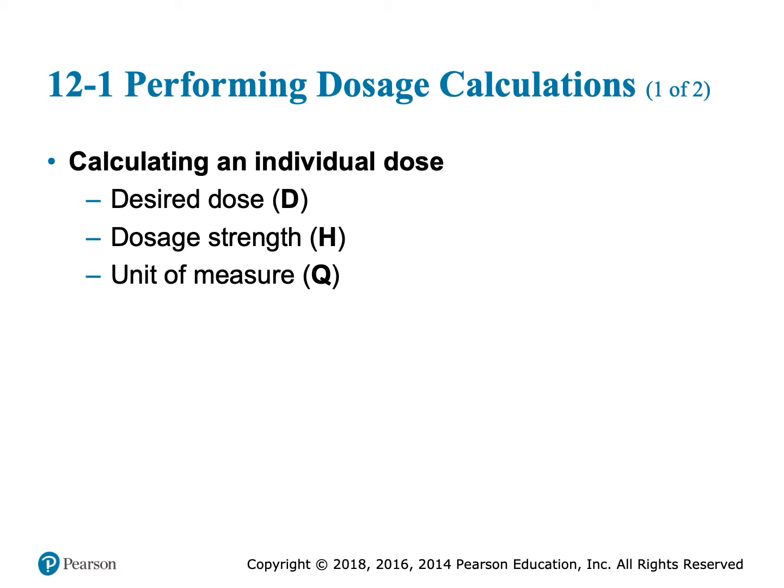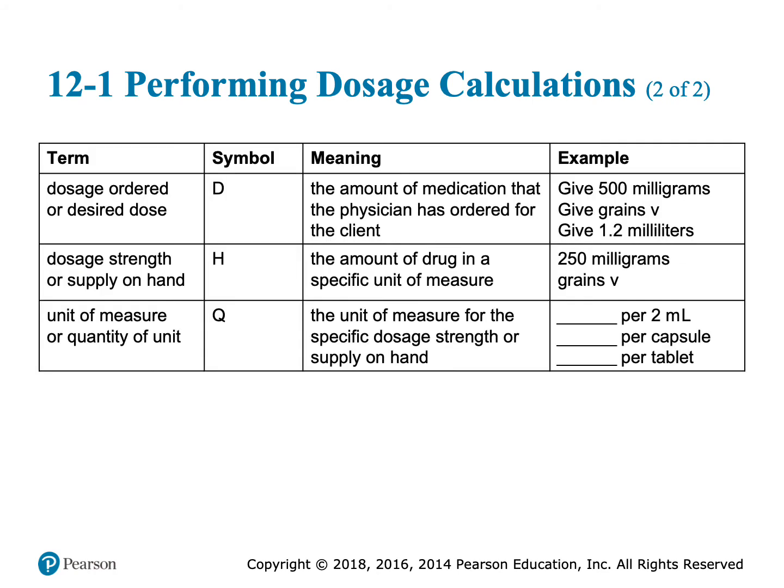So in order to calculate an individual dose, we need to know three important pieces of information: the desired dose, which is represented by a D, the dosage strength, represented by an H, and the unit of measure, represented by a Q. So let's take a closer look at what D, H, and Q mean.